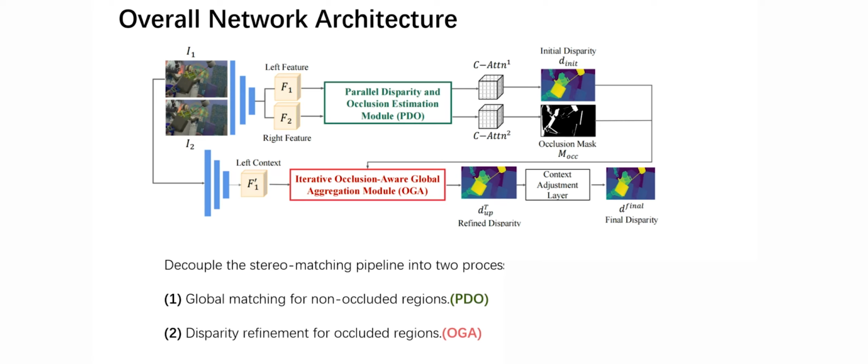This is the overall network architecture of our proposed GOAT, which is short for Global Occlusion-Aware Stereo Matching Transformer. In the whole network, we decoupled the stereo matching pipeline into two processes. One is the global matching for non-occluded regions, which is indicated as the green PDO module in the figure. We estimate initial disparities and the occlusion map. The other is the disparity refinement module for occluded regions, which is indicated as the red OGA module. This module can refine the disparities at occluded regions using restricted global correlations.